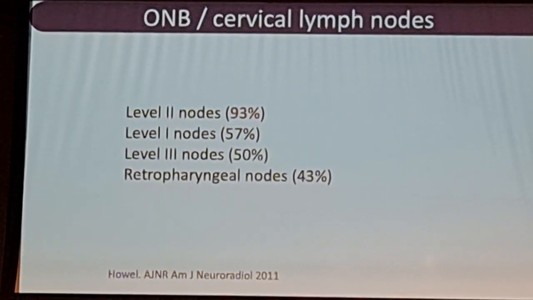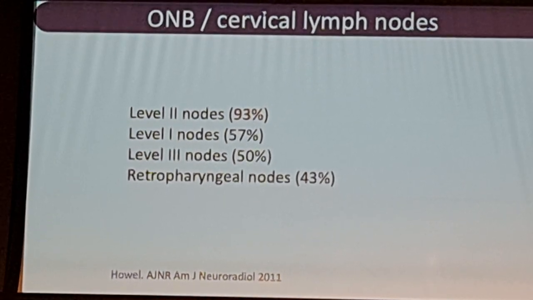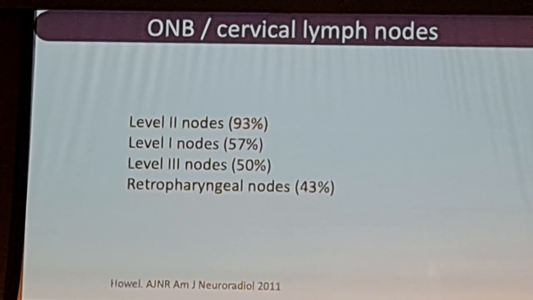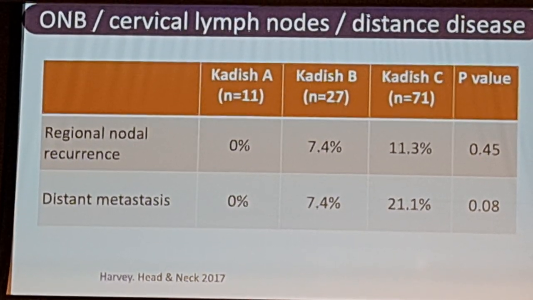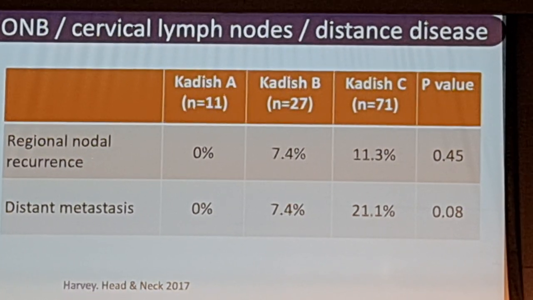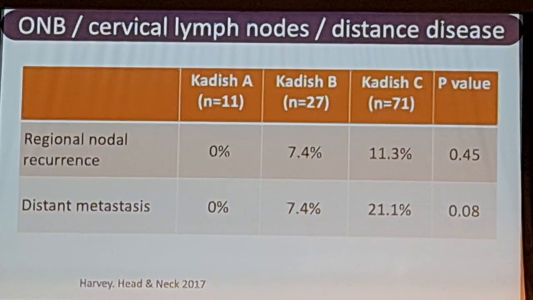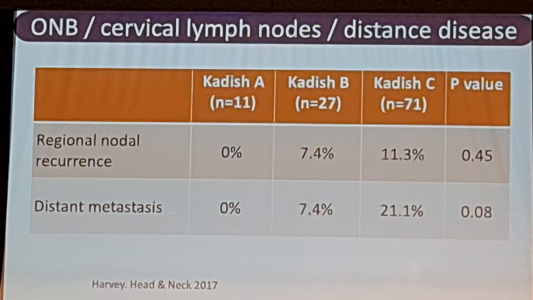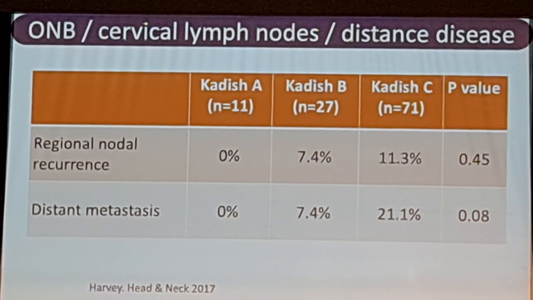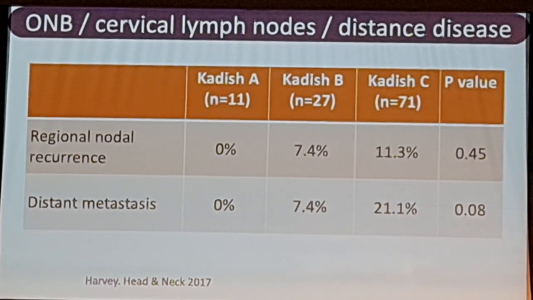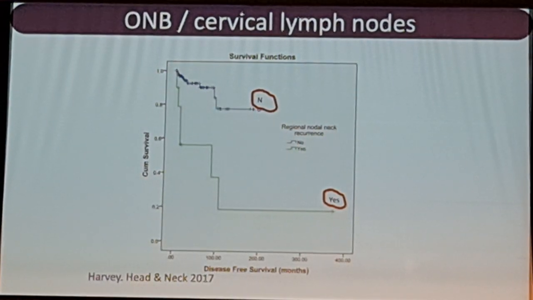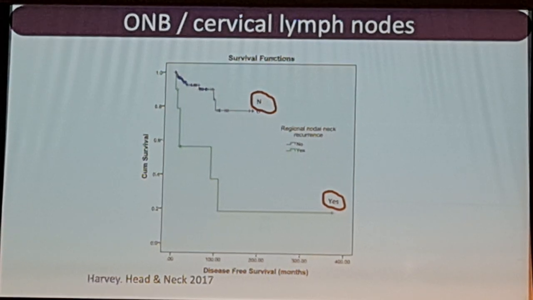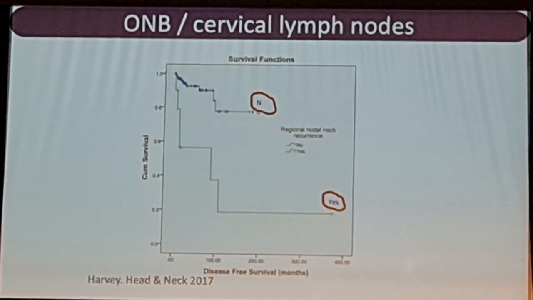Most of them go to level 2, and some to levels 1, 3, and retropharynx. And these are different stages with metastasis, local or distant. You see with more Kadish C, a higher percentage of patients with lymph node or distant metastasis. And this is the survival. If there is lymph node involvement or not, there is a huge difference in survival rate.